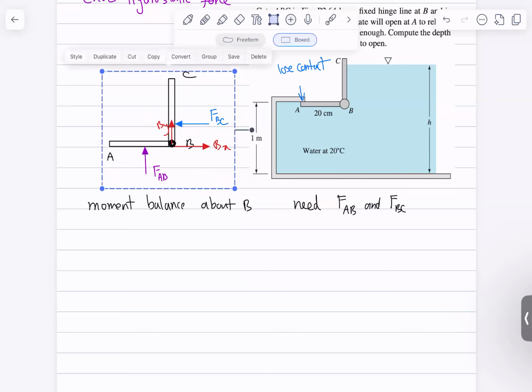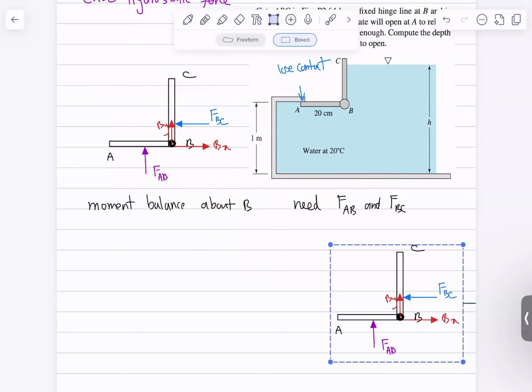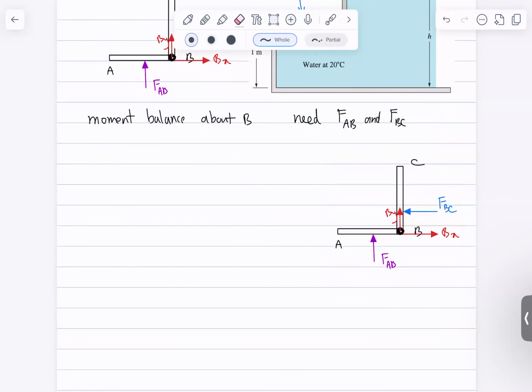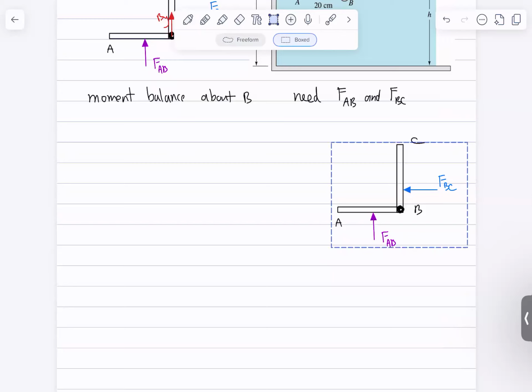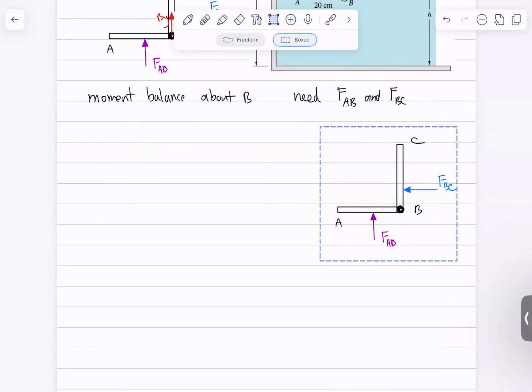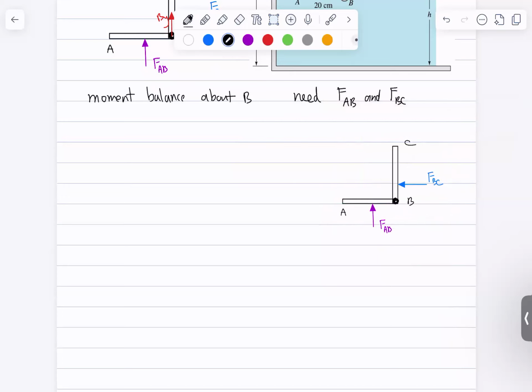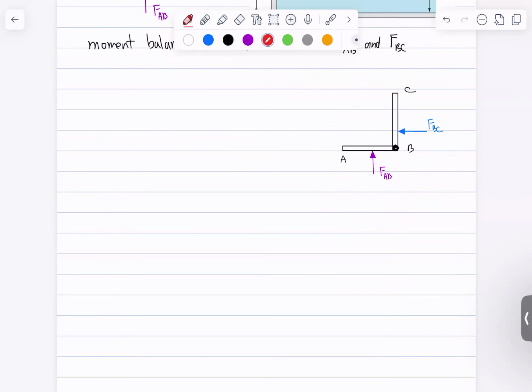Okay, so I'm gonna just copy this. And because we don't care about B, I'm just gonna remove the B forces. Okay, so this is the problem we're dealing with. And I am going to start with force BC. Okay, so first let's try to find the magnitude of the force.